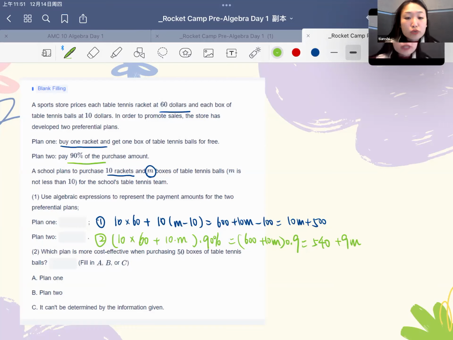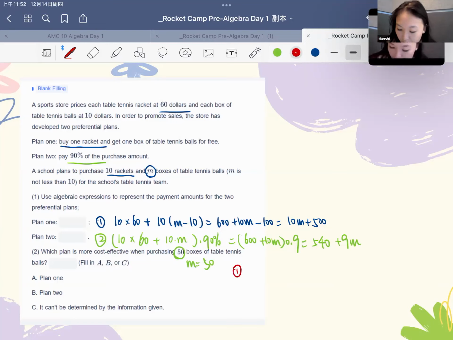And then we need to find which plan is the most cost effective when we need to purchase 50 boxes of table tennis, right? So in that case, M is not a variable. M becomes an actual value. So basically it asks us, when M equals 50, which payment has a smaller value. And the thing we need to do is just to find the value when M equals 50.